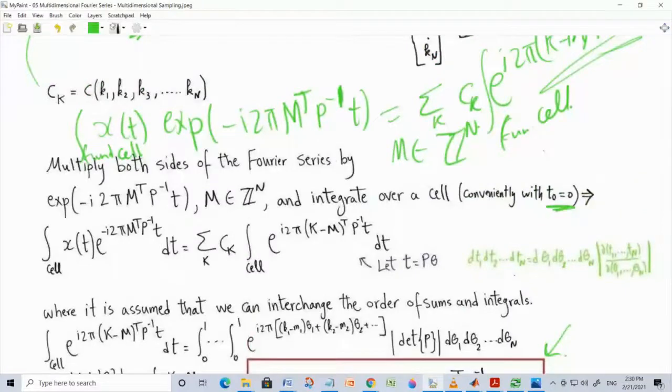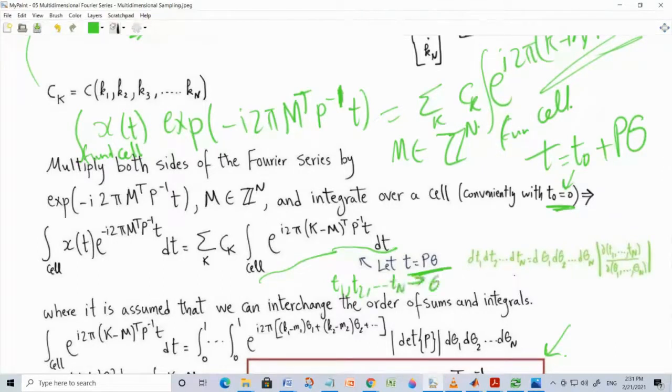Remember, what is the definition of a fundamental cell? It's the set of points in the n-dimensional space that can be expressed as t0, which I will take to be 0, plus P theta, where theta is a vector where each component is between 0 and 1. So I will integrate over a fundamental cell, and I will do a change of variables here. Let t be equal to P theta. So I am changing variables from t1, t2 up to tn to theta 1 up to theta n.